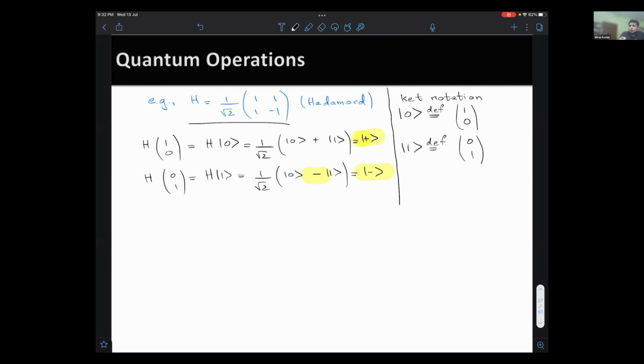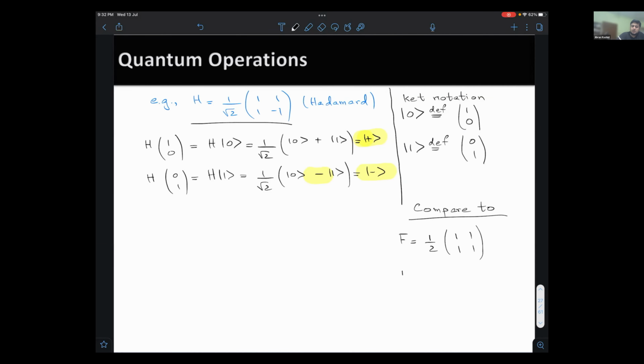Okay. Now, what we want to compare and contrast this with is what we saw yesterday in terms of a classical coin flip. We saw that the matrix representation for a classical coin flip was just half all ones. And you could think of it as f applied to 1, 0 equals f applied to 0, 1 equals just this half 1, 1. It's a similar idea as being obtained over here as well.